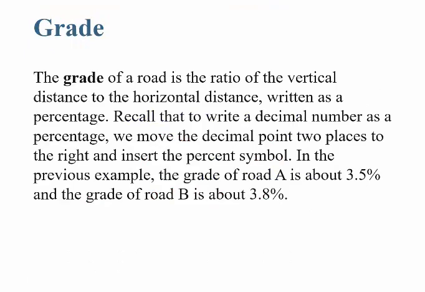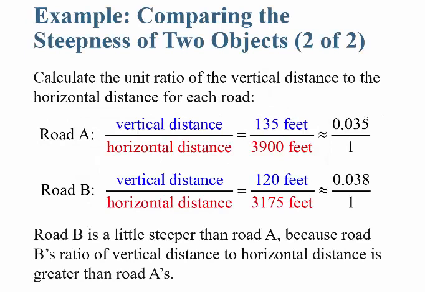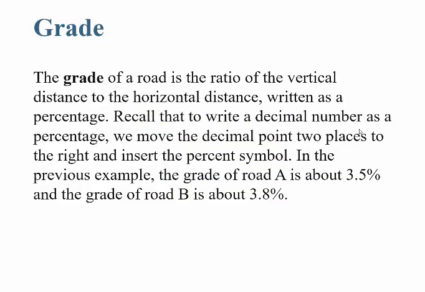So the grade of a road, you've probably seen this on signs, is the ratio of the vertical distance to the horizontal distance. This is written as a percentage for grades. To write a decimal number as a percentage, we move the decimal point 2 places to the right and insert a percent symbol. So in the previous example, we move 2 places to the right and add a percent sign. The grade of road A is 3.5%, and the grade of road B is 3.8%. So obviously road B is the steeper road here because it has a higher grade.